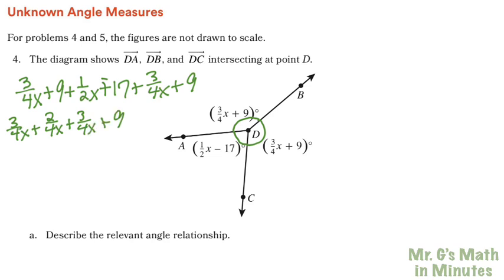Then we've got a 9 plus 9 plus a negative 17. So if we've got 3/4, 2/4, another 3/4, that equals 8/4 x plus 9 is 18 plus a negative 17 is going to give us 1. And that's all. Forgot to put my equal to. That's all equal to 360.